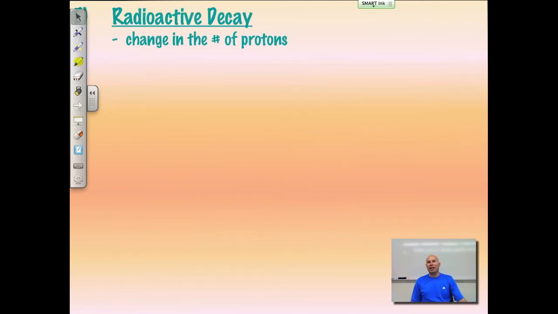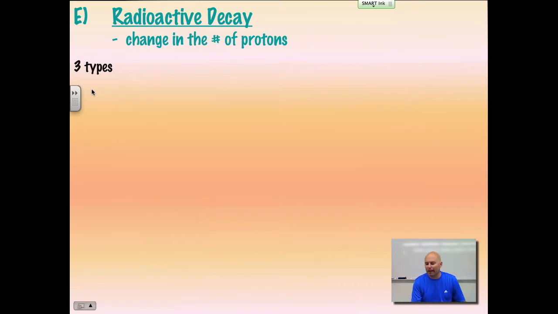And that deals with radioactive decay. Radioactive decay is when you have a change in the number of protons. Now, there are 3 types. Yep, 3 types right there. Really 2, and then the third one is involved in both of them. But we have alpha decay and beta decay.